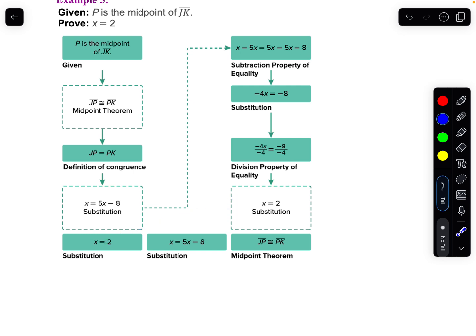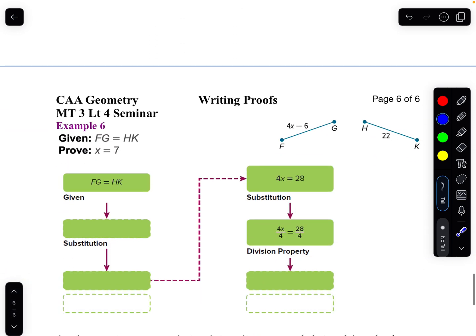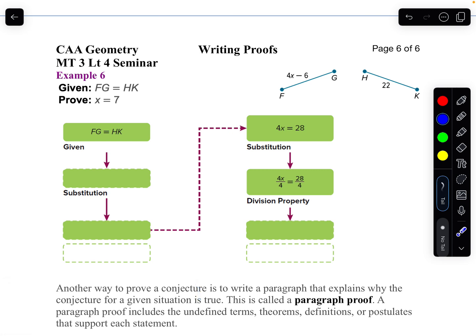Let's do one together. That was just one that's done for us. Once again, we're not going to do the whole thing, but we're going to get started. So we know FG equals HK. Why do I know that? Because it's given. Then I'm going to put substitution here. So instead of writing FG, what do I know? Well, I know FG is 4x minus 6. So I'm going to say, 4x minus 6 equals 22. The reason I know that is substitution. Now it's an algebra problem.